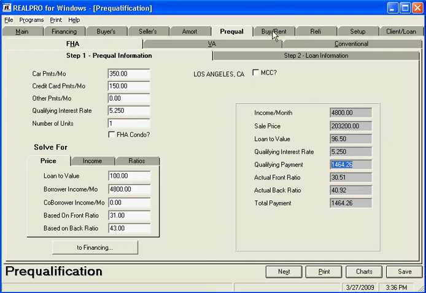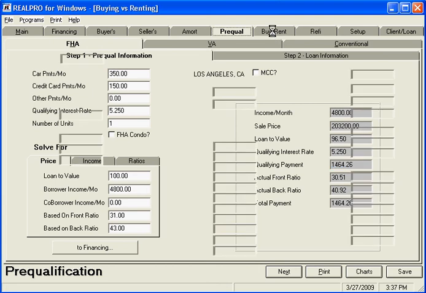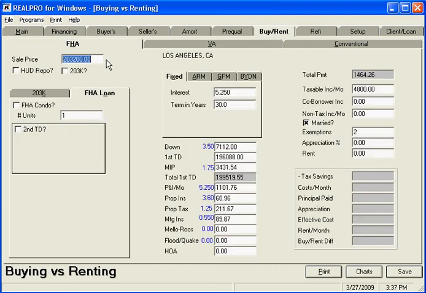But we're going to switch over now to the buying versus renting. So click on Buy Rent, and the sales price comes across with us. Here's our interest rate, 5.25. Term is 30. Here's your 3.5% down. All the same information that we just saw on the pre-qual. But being a buying versus renting program, we have some additional information. It's going to ask if they're married. And in this case, I'm going to say 3 exemptions because they have 1 child. So it's a husband, a wife, and a child.